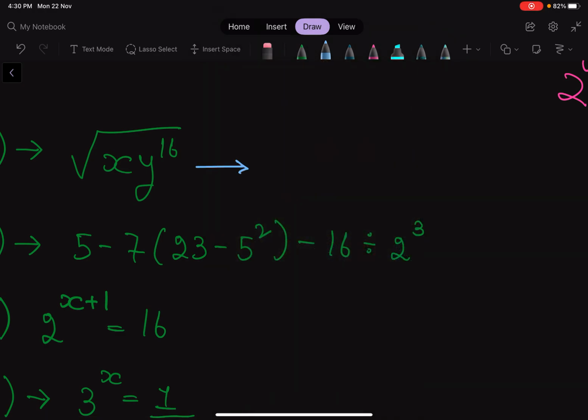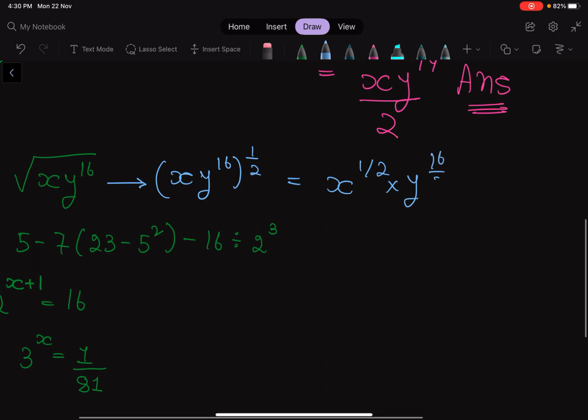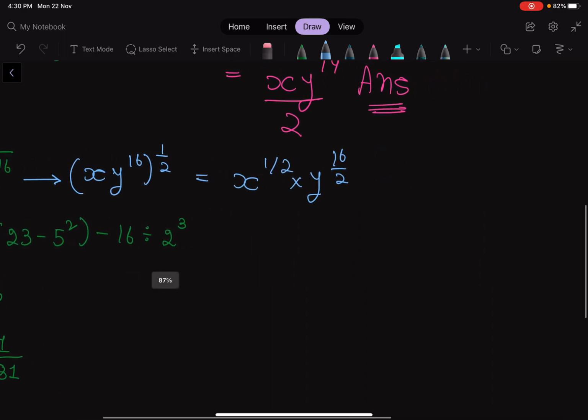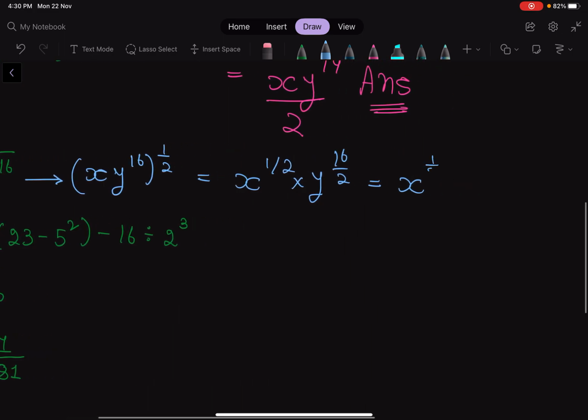So it's under root. We can write it like this: x y power 16, whole power 1 upon 2. This also we studied in the previous lecture. Now let's open the brackets. So it's x power 1 upon 2 multiplied by y power 16 upon 2, that is 8. So x power 1 upon 2 and y power 8. This is our final answer, guys.